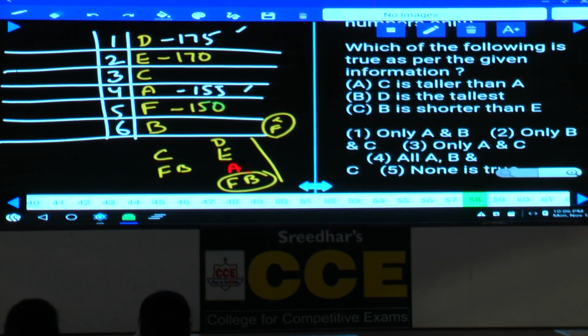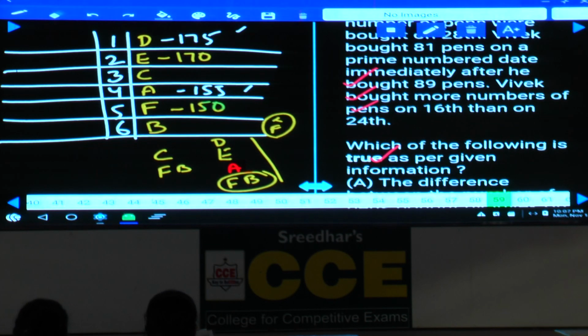Then 58, which of the following is true as per the given information? C is taller than A, true or false? That is true. And D is the tallest, that is again true. B is shorter than E, yes, B is shorter than E. And so all the given conclusions, A, B and C, are definitely true, choice 4. Now 58, it is choice 4.